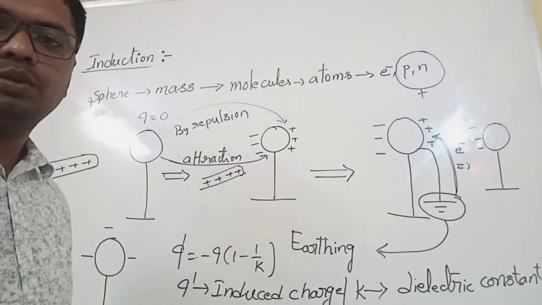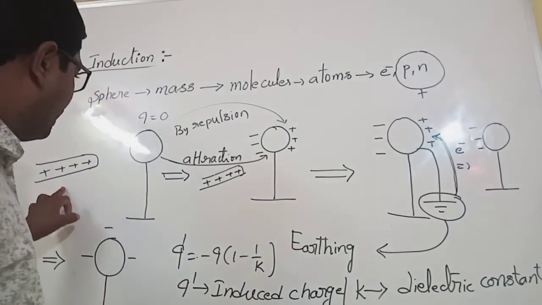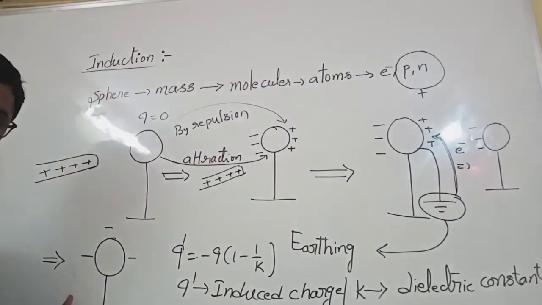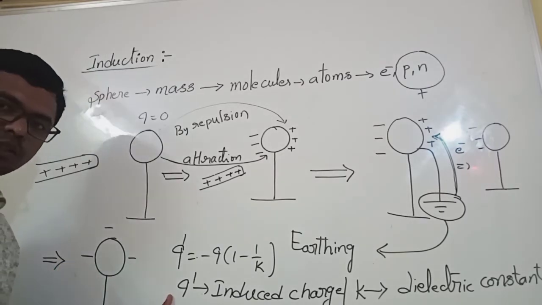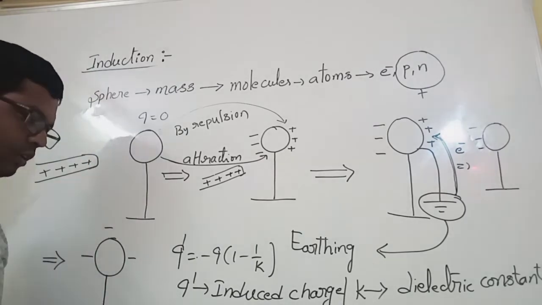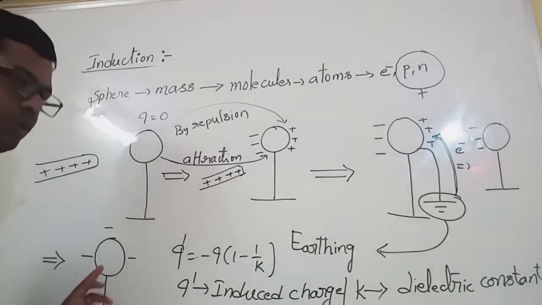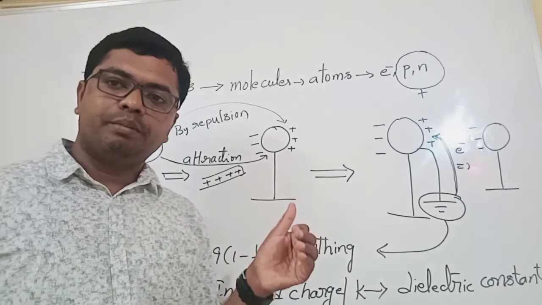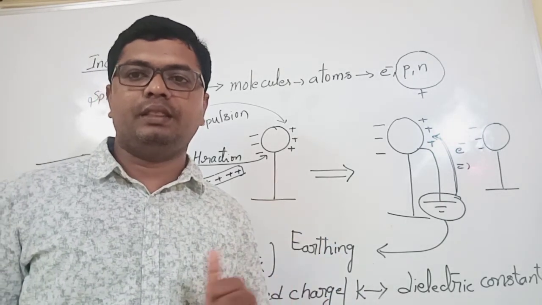So this is about induction. In induction, I gave positive charge, but I am getting negative charge. This charge is called the induced charge, and the one which you brought is called the inducing charge. That is why this is positive and this is negative. Repulsion, induction precedes attraction. So that is the main theme of this one.